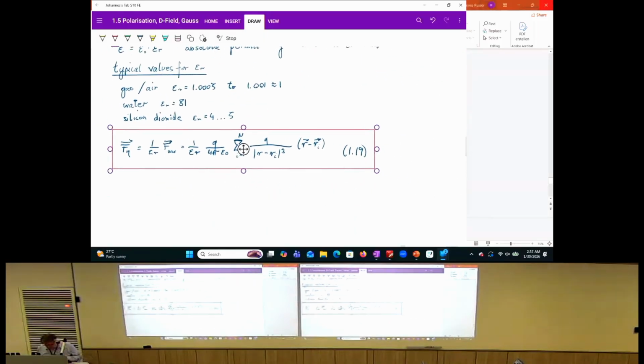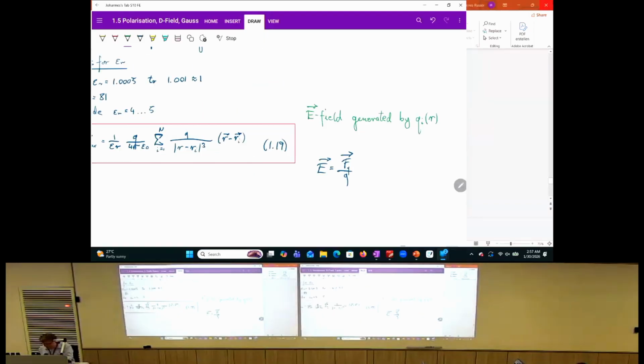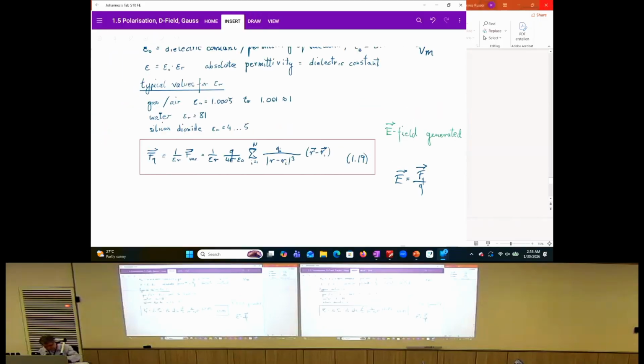You remember the electric field? The electric field is obtained by dividing the force by that charge. So if you take out the Q here, then this is basically the electric field which is generated at the position R.